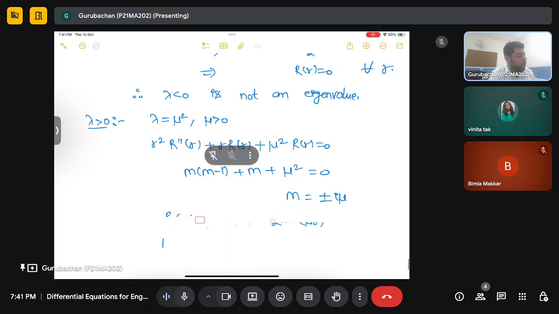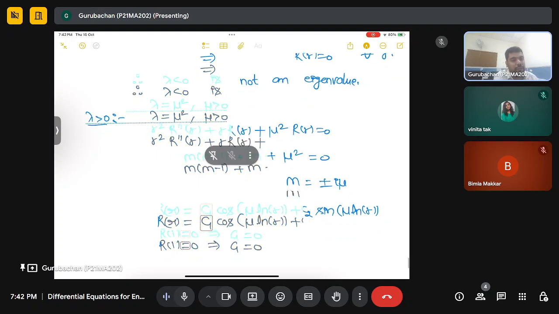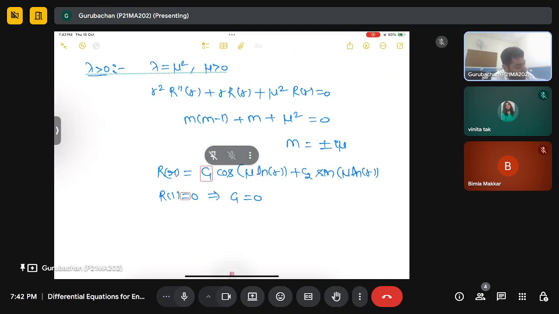Here x would be r because we are working with the Cauchy-Euler equation. So R(r) will look like C1 cos(mu ln r) plus C2 sin(mu ln r). Next, R(1) is 0, so this will imply C1 is 0, since ln 1 is 0 and cos 0 is 1.